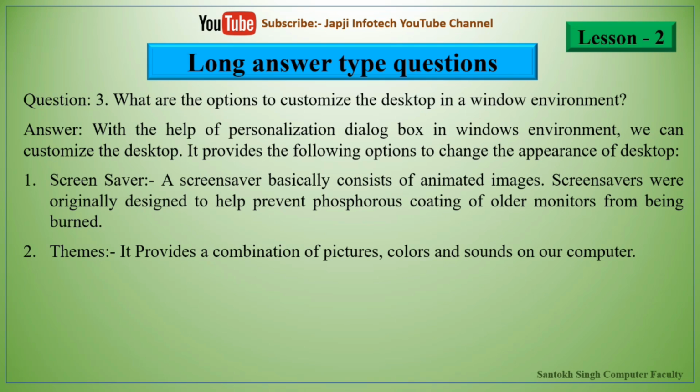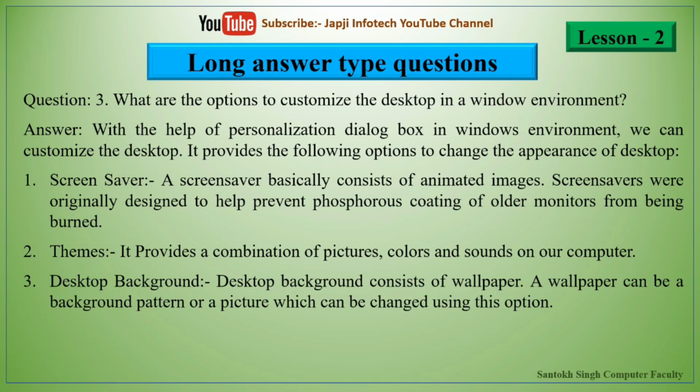Second one is themes. It provides a combination of picture, color and sound on our computer. And the third one is desktop background. Desktop background consists of wallpaper. A wallpaper can be a background pattern or a picture which can be changed using this option.